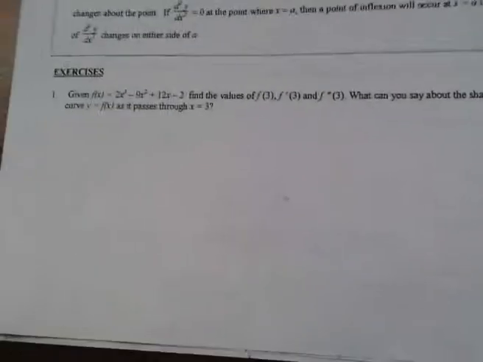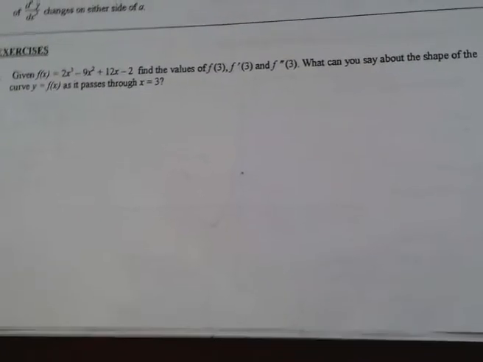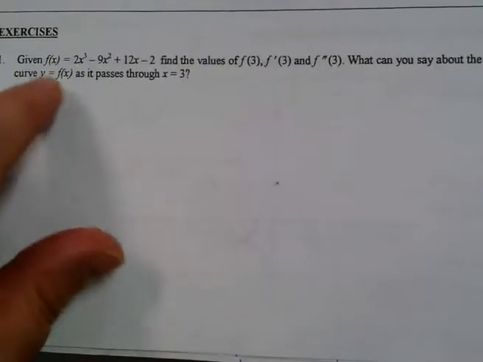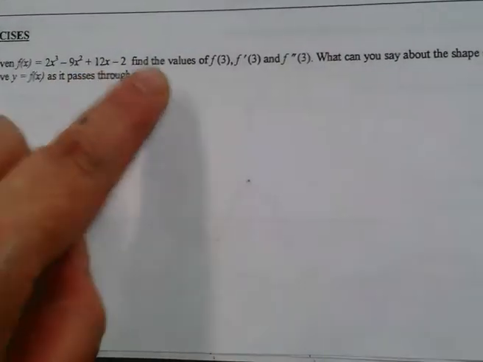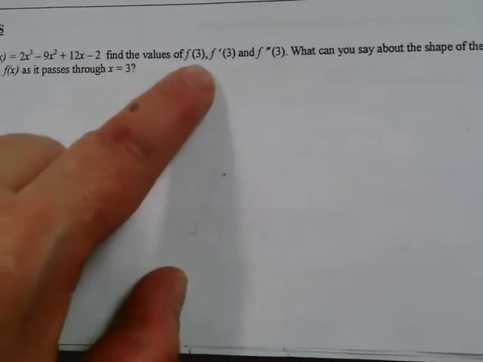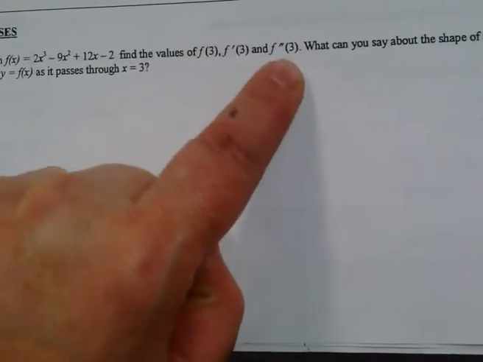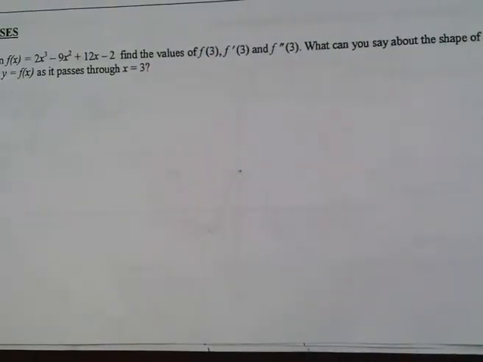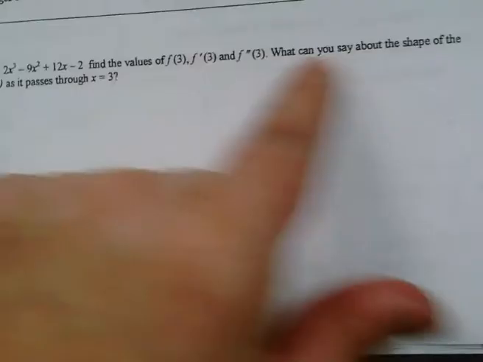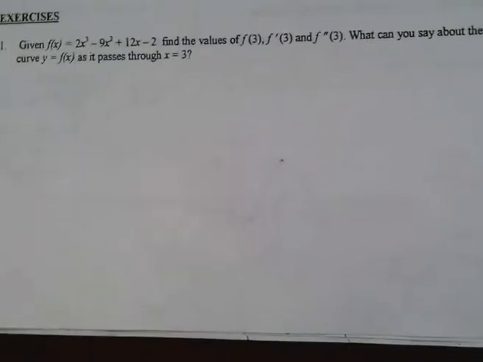Just looking at this one question here, it says, given that the function of x is this, find the values of f of 3, f dash 3, f double dash 3. So we're just looking at the function at the point x is 3, and what can you say about the shape of the curve as it passes through x is 3? I'm not finding all the stationary points or anything. I'm just doing a little investigation.